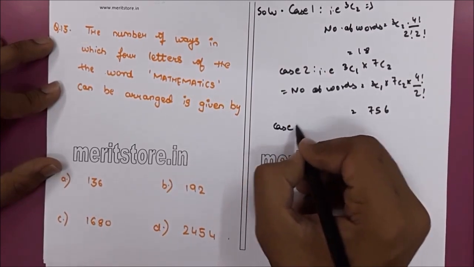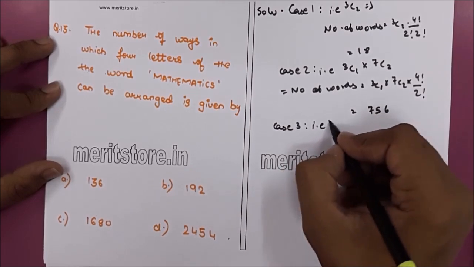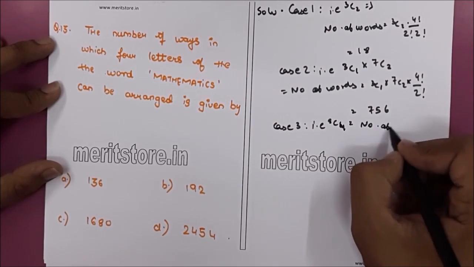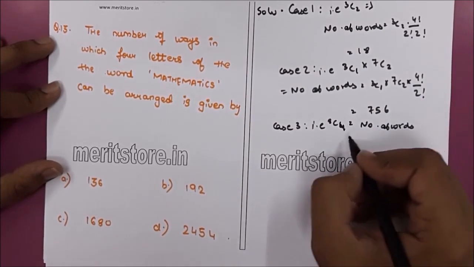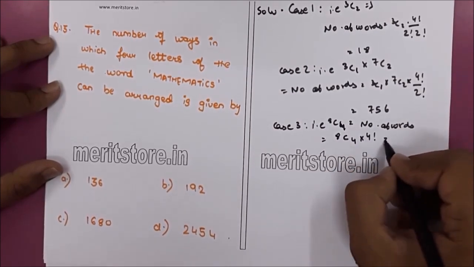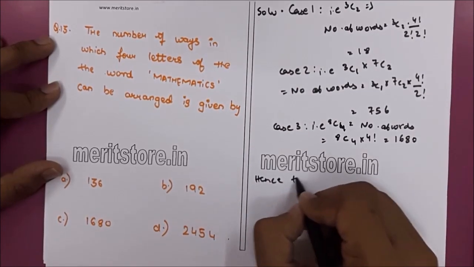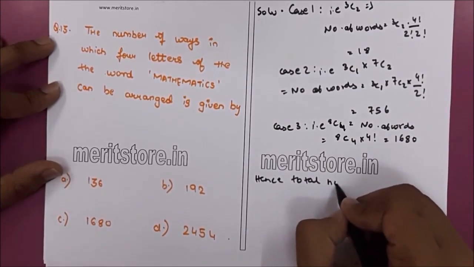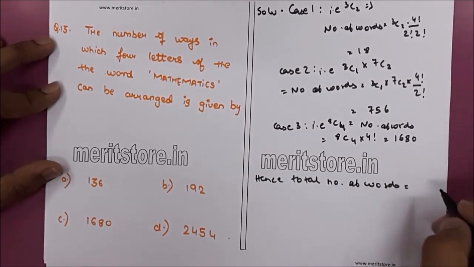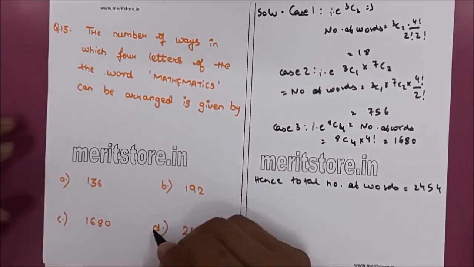Case 3: all are different, that is 8C4. The number of words is equal to 8C4 into 4 factorial, that is equal to 1680. Hence the total number of words is equal to 2454. Therefore option D is correct.